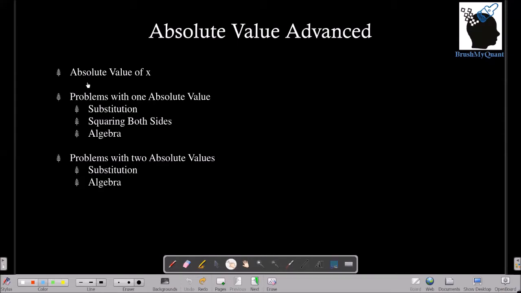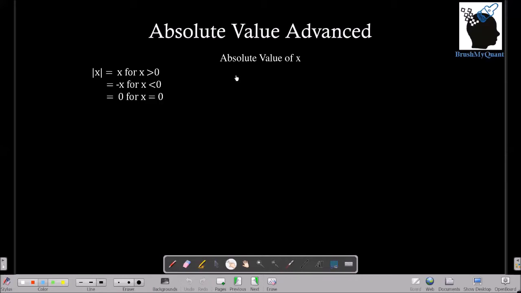In this video, we are going to talk about the absolute value of x and how can we open the absolute value of x. Then we'll talk about problems with one absolute value and we'll solve them using three methods. The first is substitution, second is squaring both sides, and third one is using algebra. Then we'll look into problems with two absolute values and solve it using substitution and then using algebra. So let's get started with absolute value of x.